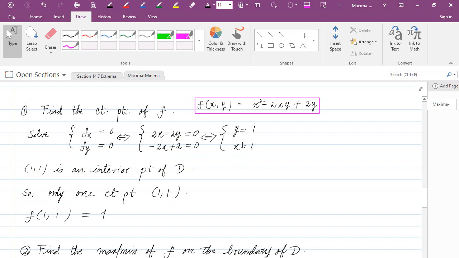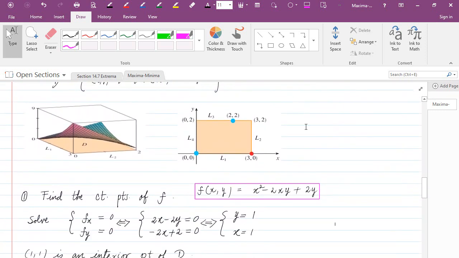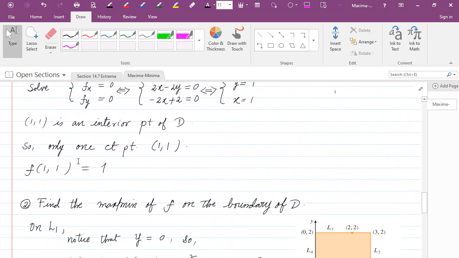And once we have x equal to 1, I can plug that into the first equation, and then I see that y has to be 1 as well. So we see that (1, 1) is the only critical point we are getting. And the question is, does (1, 1) belong to the region D? Well, the answer is yes, because D includes all the points where x is between 0 and 3, y is between 0 and 2. So (1, 1) is somewhere there. So (1, 1) is an interior point of D. So we have only one critical point inside of D.